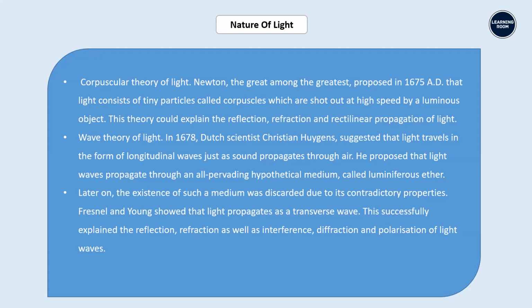Now the particle nature was discarded. In the particle theory, they could explain only reflection, refraction, and rectilinear propagation of light. But in the case of waves, in addition to the already proven properties like reflection and refraction, we are also able to prove three additional properties: interference, diffraction, and polarization. So they started believing that light had wave nature.